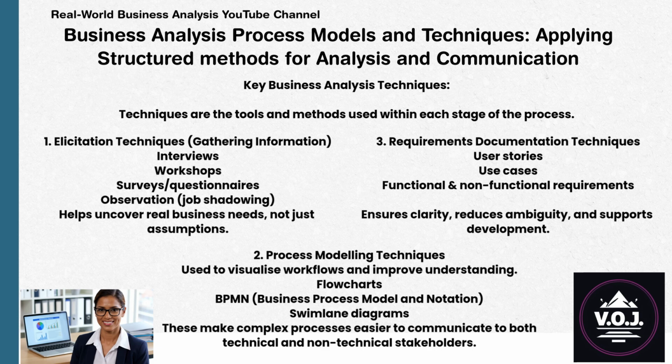Let us now look at the various key techniques that can be used in the process model's activities. One is the elicitation techniques, which is about information gathering from stakeholders or document sampling. The following methods can be used to gather information from stakeholders: interviews, workshops, surveys/questionnaires, or observation, job shadowing. This helps uncover real business needs, not just assumptions.